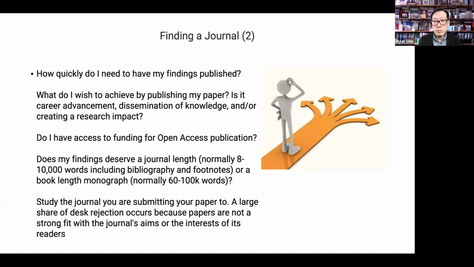Very often authors may go for certain journals because they allow longer papers. If you especially have a lot of findings that you feel can't fit into a shorter paper, then choosing journals that would accommodate a longer paper will be part of practical considerations. Studying the journal you're submitting your paper to is therefore very important.